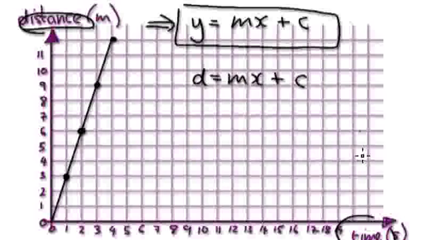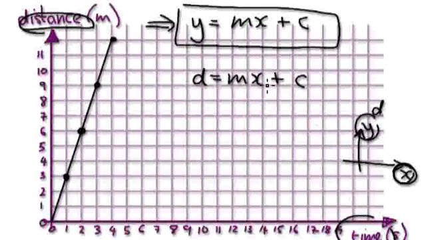Normally when you have a graph, you have y and x. But y, in our case, we are talking about distance. So we can swap the y with d, and because we are talking about time, let's switch the x to a t. So you can have d equals mt plus c. Okay, c is the intercept here, which happens to be 0. So you can pretty much forget about the c.